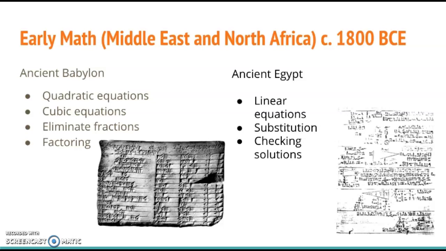Iraq, they had clay tablets on which they did things like quadratic equations, cubic equations, eliminating fractions from either side of an equation, as well as basic things like factoring. In neighboring ancient Egypt in Africa, they had linear equations, the practice of substitution, and they even had the earliest form of algebraic proofs by checking their solutions. Here are ancient examples of the mathematics from Babylon as well as from ancient Egypt about 2,000 years ago.